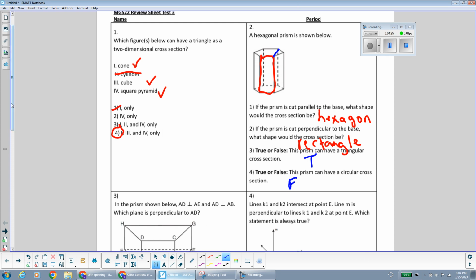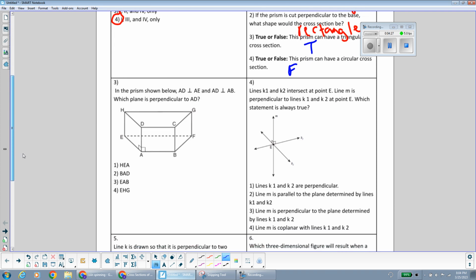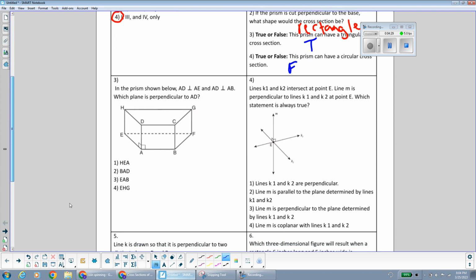Okay, moving down. We are told that AD is perpendicular to AE and that AD is perpendicular to AB. And I see the right angles here. Which plane is perpendicular to AD? So we're looking for perpendicular to this line. So perpendicular to this line would be one that forms a right angle with it. So it's either going to be over here or over here. Let's see which one is a choice.